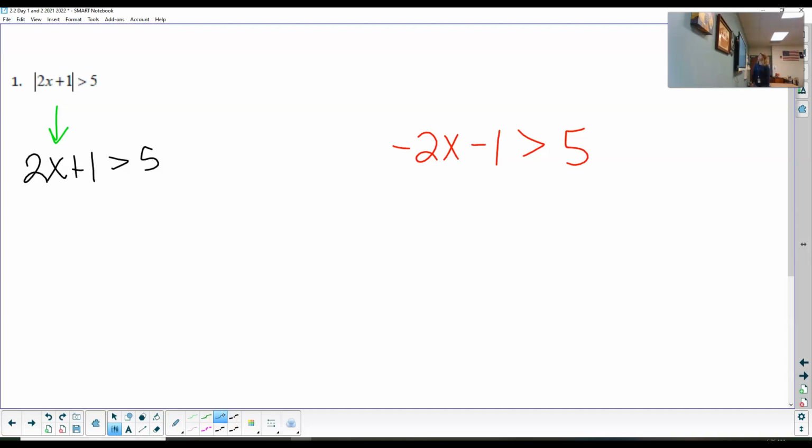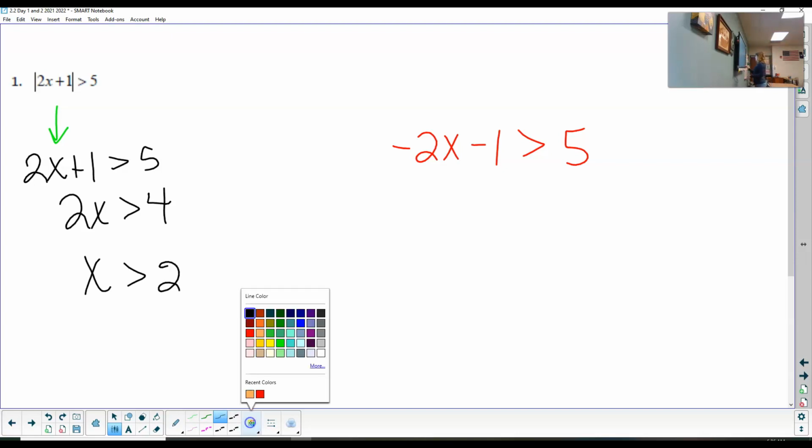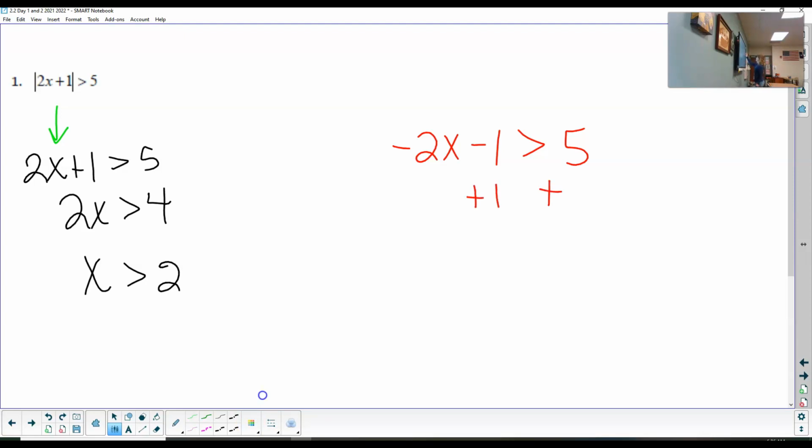Okay, so back over here to the original, I'm going to subtract 1 from both sides. And I get 2x is going to be greater than 4. So we know x is going to be greater than 2 because we divide both sides by 2. Over here on the opposite side, we're going to add 1 to both sides. And we get negative 2x, and that is going to be greater than 6.